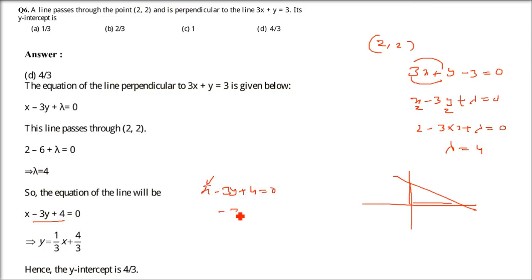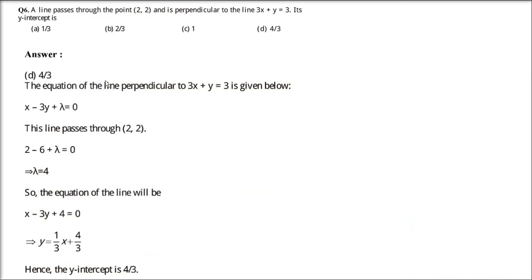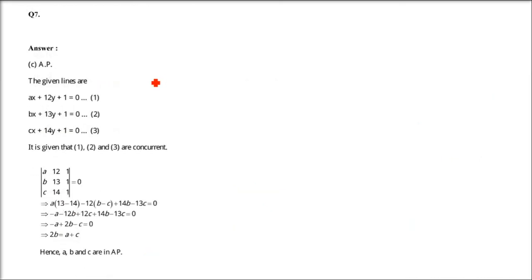If you're not well versed with it, you have to find the y coordinate, so put x as 0. Minus 3y plus 4 equals 0, minus 3y will be minus 4, y will be equal to minus 4 by minus 3, which is eventually equal to 4 by 3. So this is the y-intercept, 4 by 3. As I said, y equals mx plus c, the c will be the y-intercept. C is always the y-intercept.